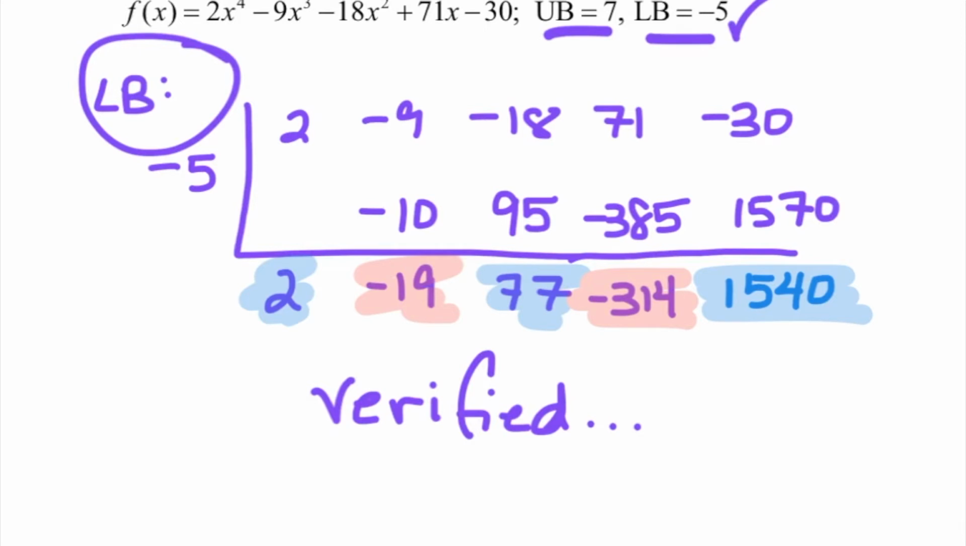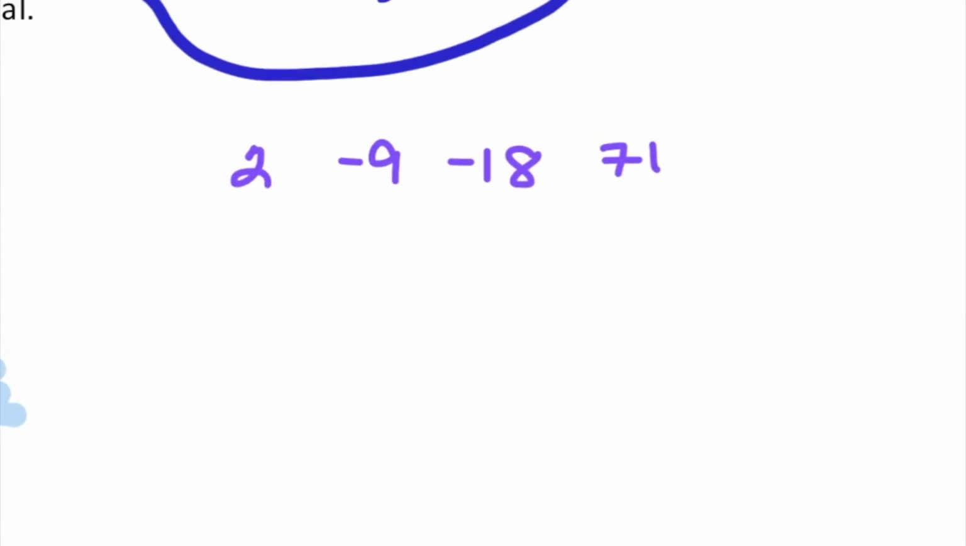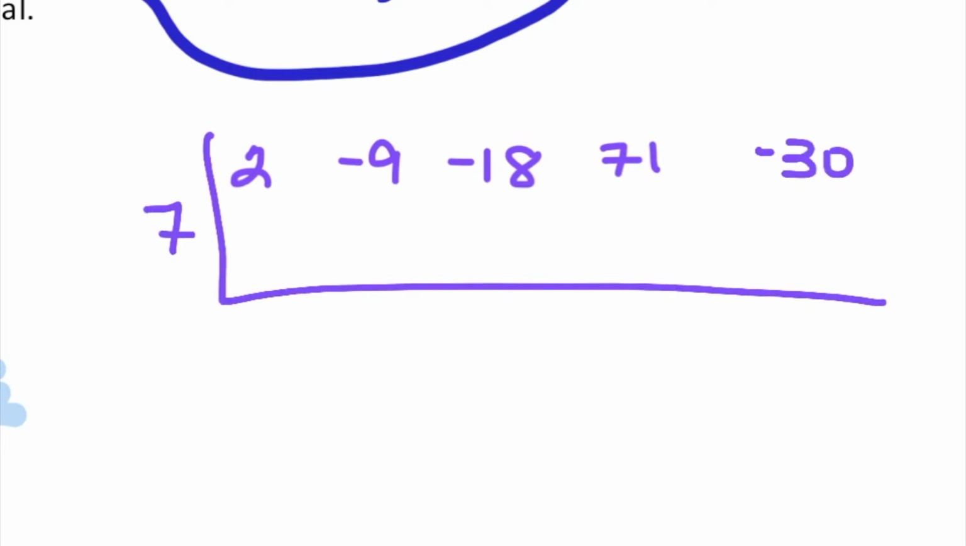Now I'm going to do exactly the same thing, dividing the upper bound into the same numbers, the 2, -9, -18, 71, -30. But in this case, I want my quotient row to all be positive. So I'm going to do another synthetic division. I'm going to divide this time by 7. So I've got 2, -9, -18, 71, and -30. And I'm dividing by 7. 2, 14, -9 and 14 is 5. 5 times 7 is 35.